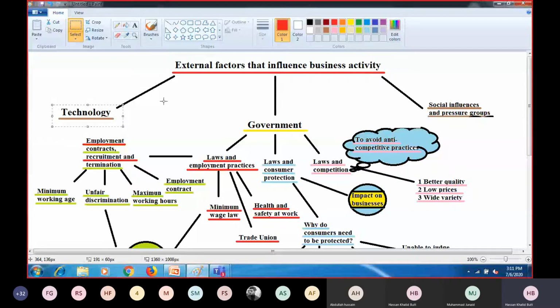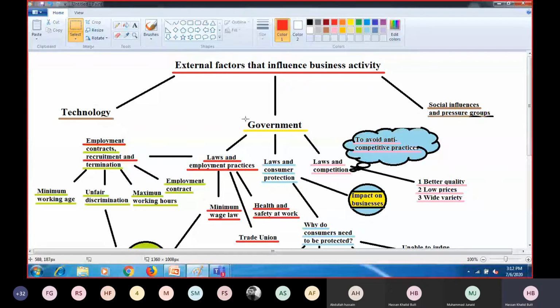So external factors are those factors which are beyond the control of the business, and they are outside the business, that is, in the business environment. And business environment is anything where business operates. The market can be an environment, a country can be an environment, a particular area where you operate, and there are other competitors, that can be an environment as well. So we are talking about external factors. Technology is one of them.